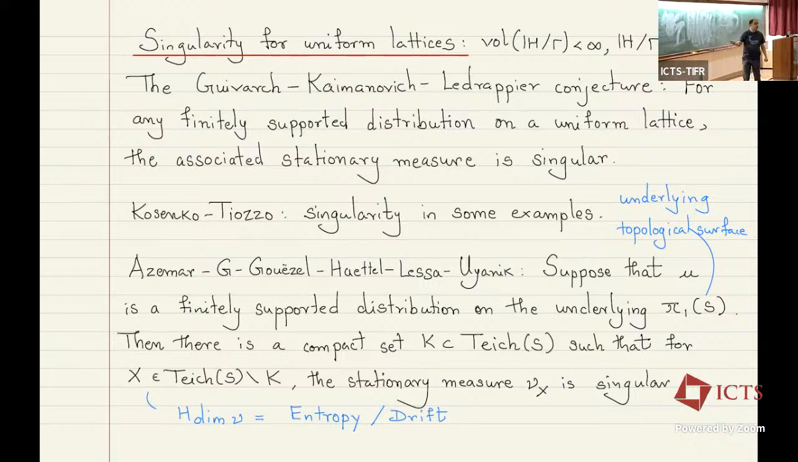And you have to show basically that this happens quite a lot. Okay, so that's unsatisfactory but partial progress towards the singularity conjecture of Guivarc'h, Kaimanovich, Ledrappier. But again, we have no control on the compact set. Ideally, what is being conjectured is that the compact set is empty.